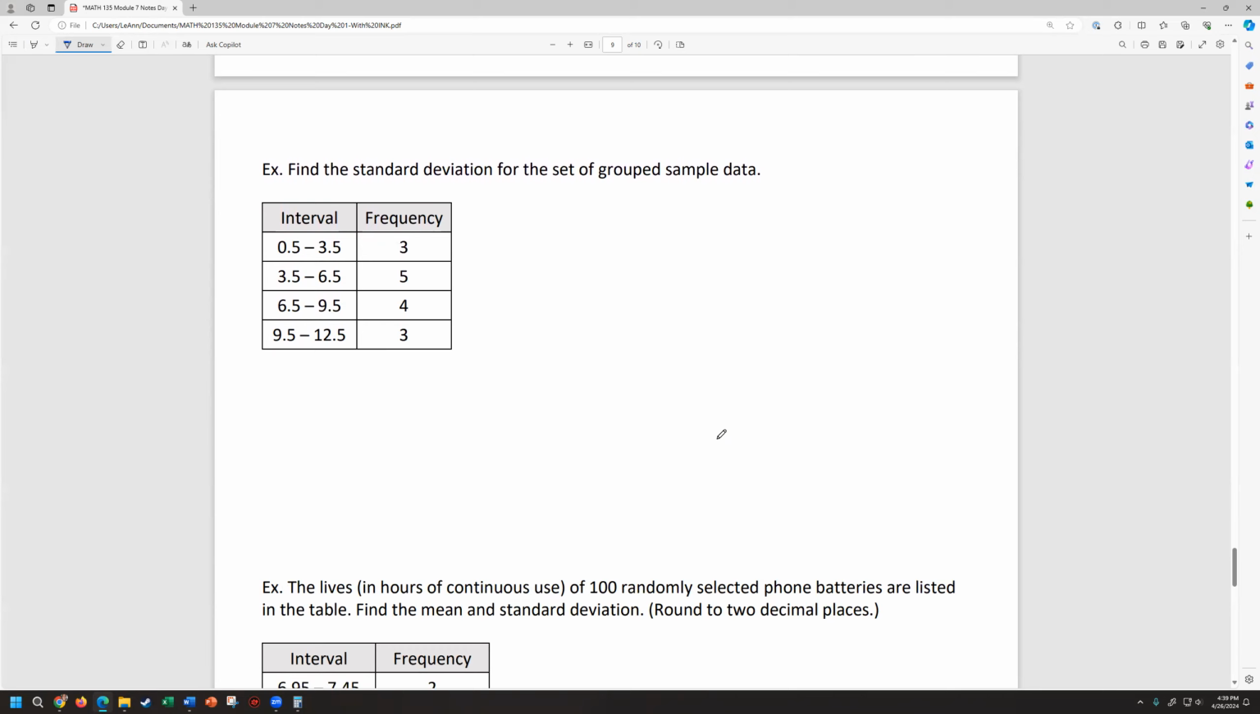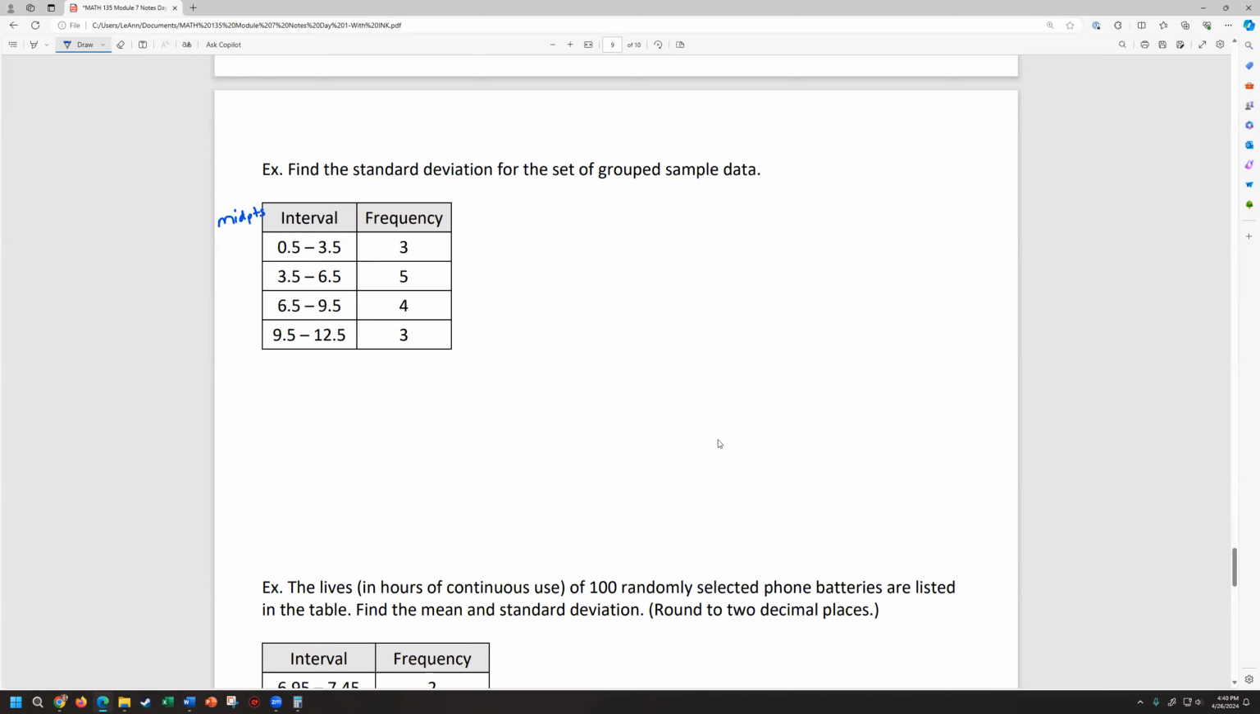Grouped data is when you have an interval and you know a frequency attached to that. We don't know what the actual list of data is. I just know that 3 of the items in my list fell somewhere between 0.5 and 3.5. So we don't know if it's a 1, a 2, and a 3. Maybe those were the 3 elements. Maybe it was 3 ones. We don't know. So the way we do this is just like what we were doing with mean and median before. We have to first get the midpoints.